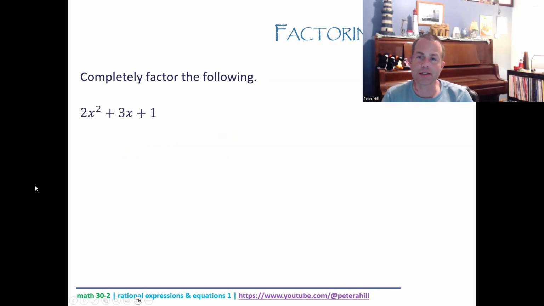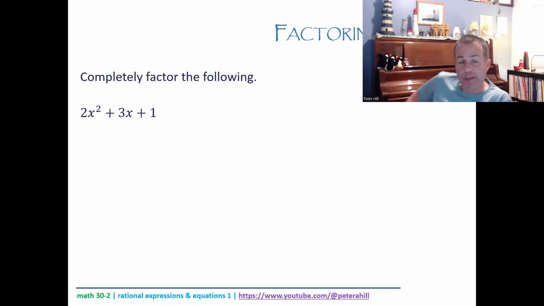2x squared plus 3x plus 1. So looking for two numbers that multiply together to give you 2 and add together to give you 3. Well, that's 1 and 2. Okay, so I'm going to decompose. I'm breaking my 3x down into 2x and 1x.